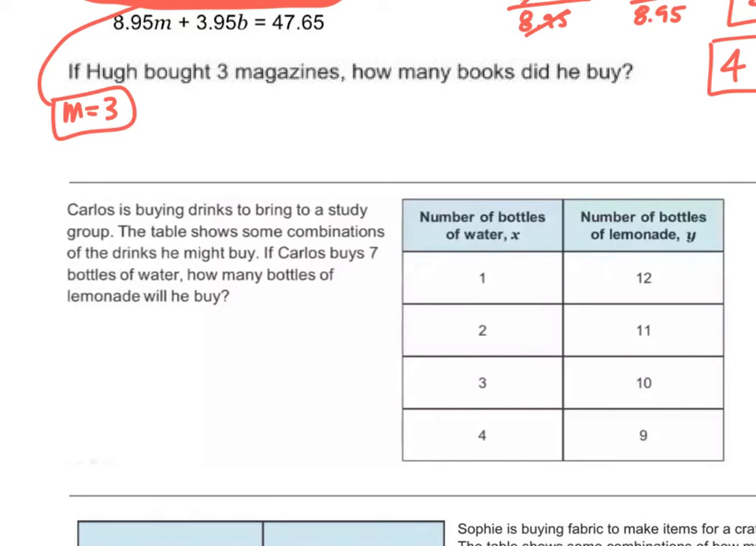So here's what we need to identify here. This table here gives us a lot of information. It says that we have the number of bottles of water X, and these numbers increase by 1. So we add 1 here, add 1, add 1. And over here it says the number of bottles of lemonade is your Y value. These values decrease by 1. Okay? So it says if Carlos buys 7 bottles of water, how many bottles of lemonade will he buy?